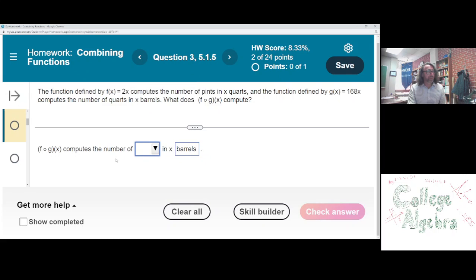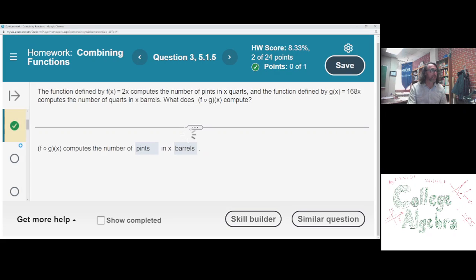So the input x is barrels, and let's follow it through here. The number of barrels goes into g. G gives us the number of quarts. The number of quarts goes into f, and it gives us the number of pints. So the output is the number of pints in x barrels, okay? Let's check our answer. Great, we got it.